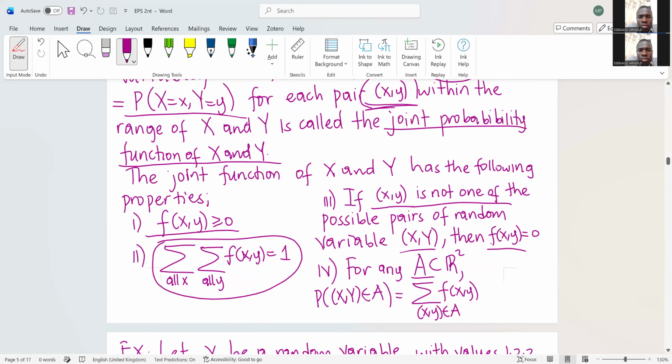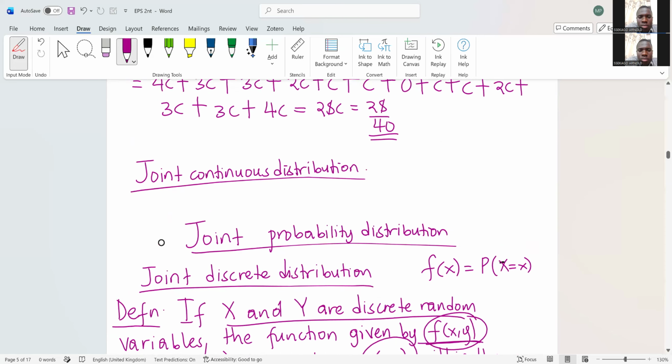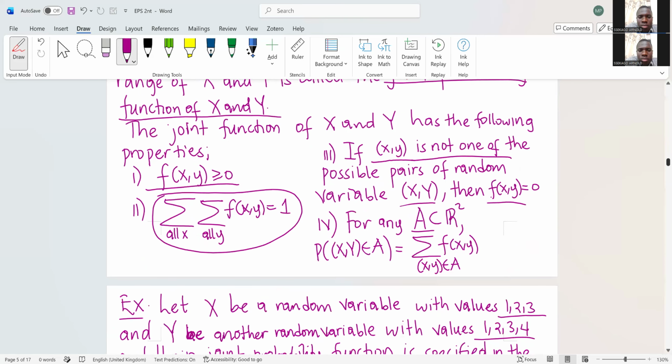And these are the properties. They are the same properties. What differs is that here we are operating in two dimensions. F is non-negative. We sum over all x and y, and the total probability should be 1. If a pair is not among the possible pairs of the random variable, then its probability is 0. Then for a particular subset A, the probability of a pair (X, Y) being in set A is equivalent to summing the probabilities over the pairs xy taken from the subset A. So this is what I have defined.